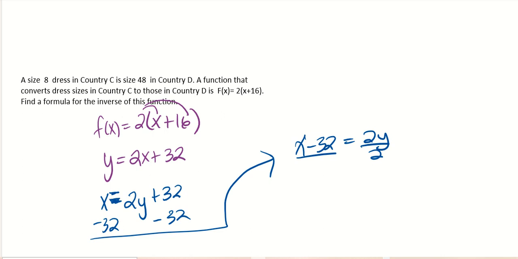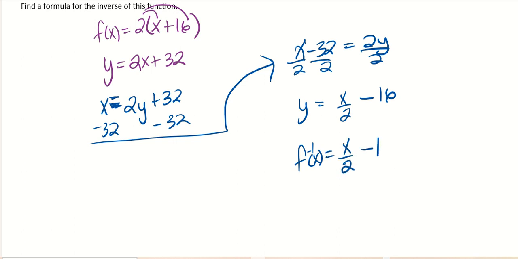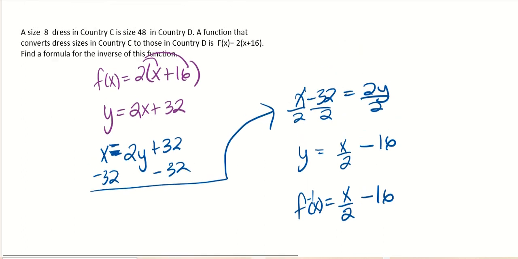Or actually, we're going to do it this way. A little slightly different. Divide it by 2. And y will equal x over 2 minus 16. So we're almost done, all right? Where we would now need to just say f inverse, right? So our inverse, f inverse of x would be x divided by 2 minus 16. Now we can convert dress sizes from country D to country C.